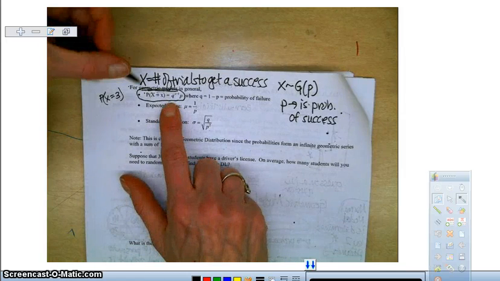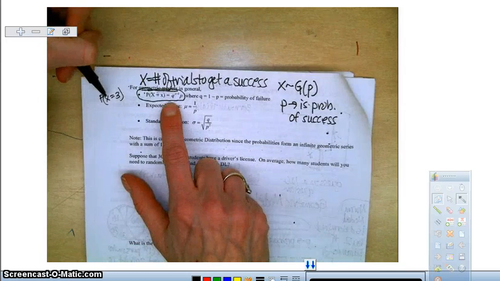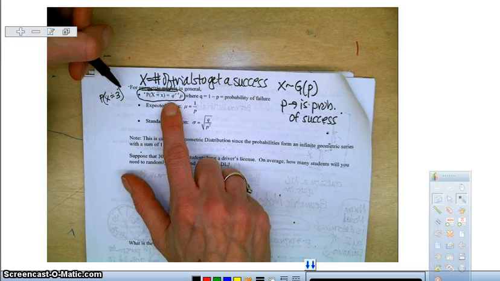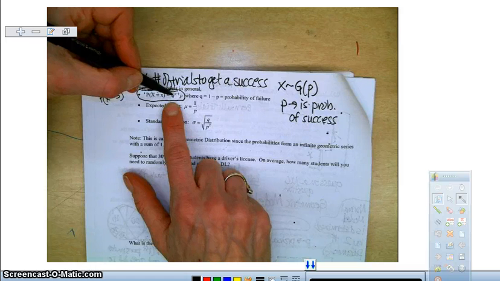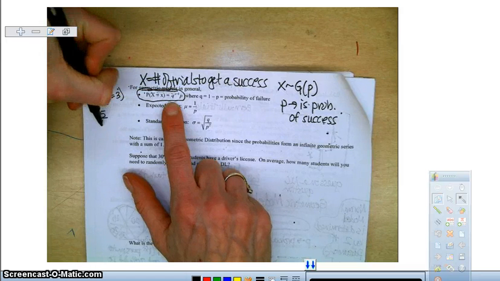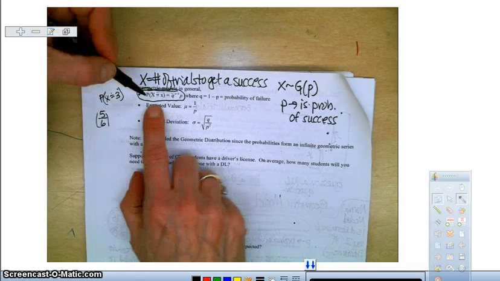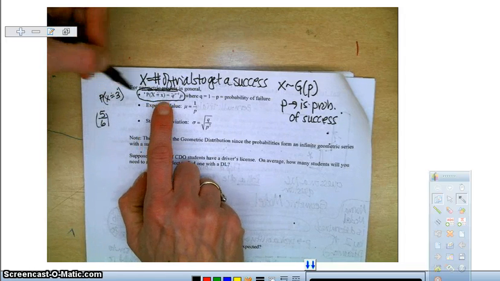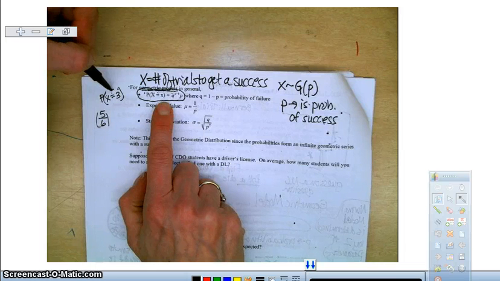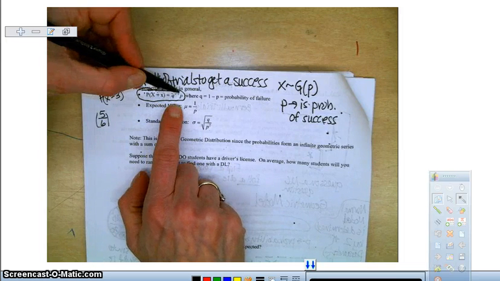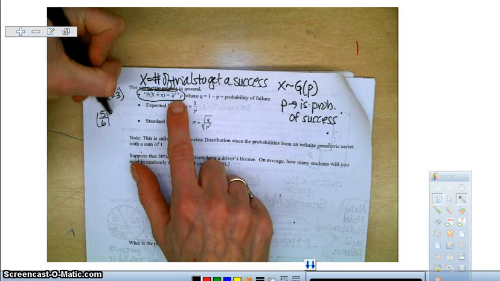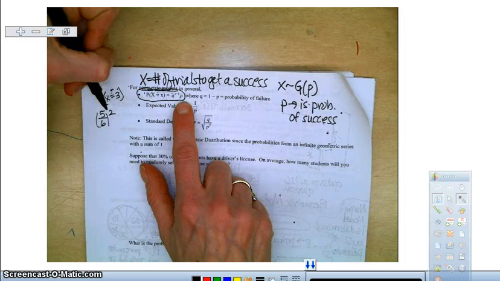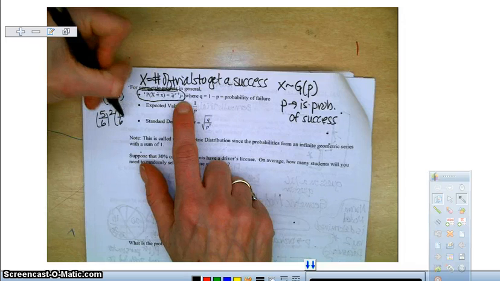So in the last example, if I want to know the probability that X equals 3, that it took 3 times to get a 5, I would take the probability of failure, which is Q, or 5/6, to the X minus 1 power. Now notice this says X equals x, so what is X in my example? 3. So 3 minus 1 gives you what power on the 5/6? 2, times P. What's P? 1/6, the probability of success.